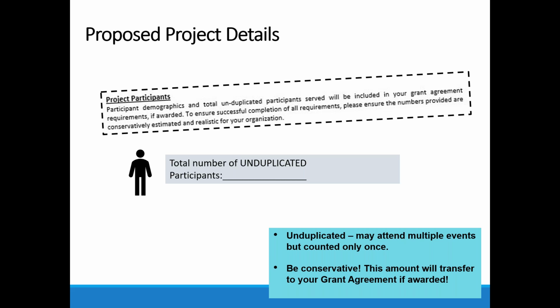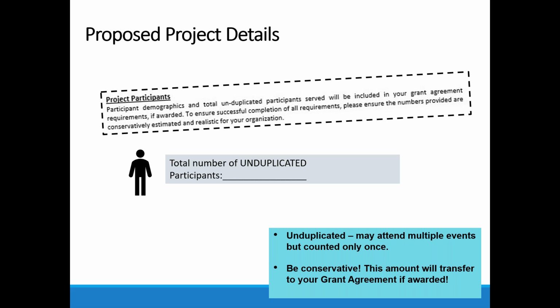Let's jump into the portion of the application where we get the most questions, and these are participants. We really focus in on this because the intent of the grant is to reach underserved audiences, and there are some really specific rules and eligibility factors here. So the first thing it's going to ask you for is the total number of unduplicated participants you are expecting to serve with your grant-funded program.